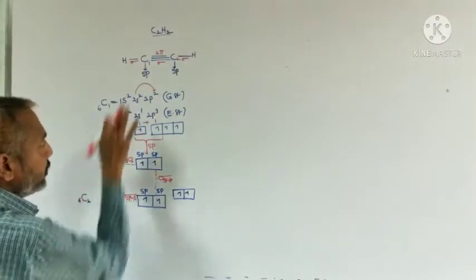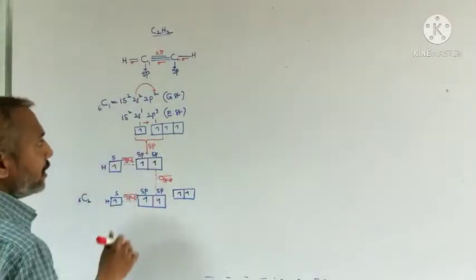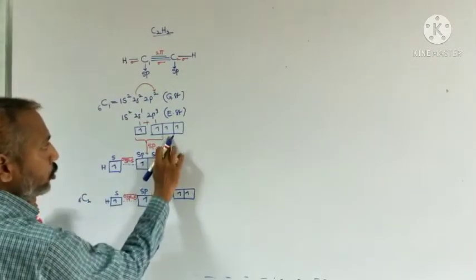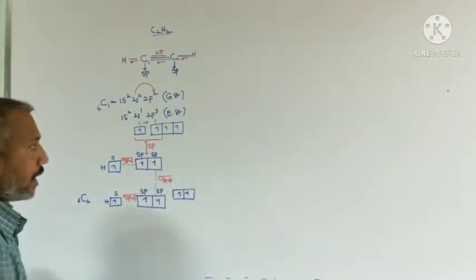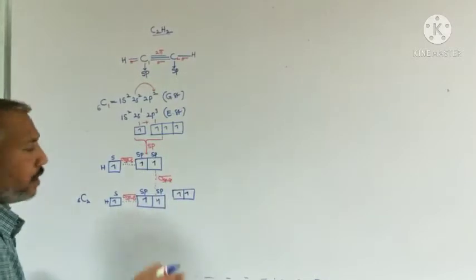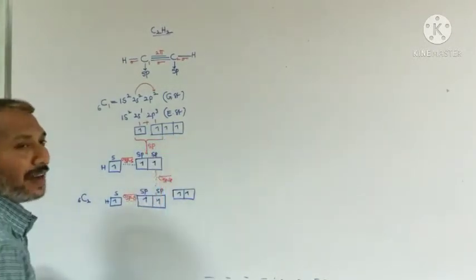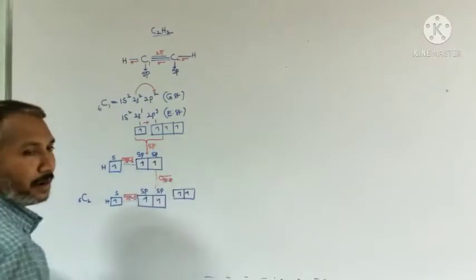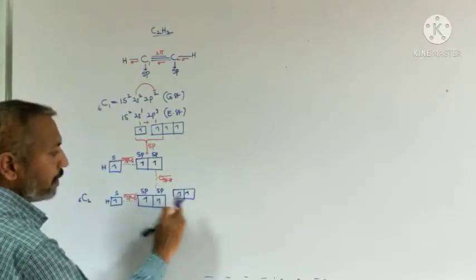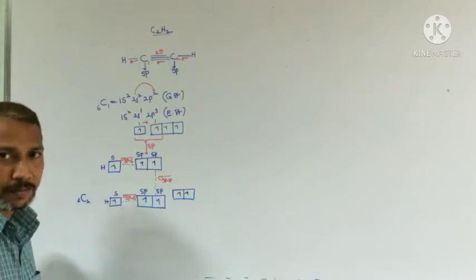Next, this is the sp hybridization. This carbon undergoes sp hybridization. After hybridization, the remaining two are unhybrid orbitals. So the C1 carbon has two unhybrid orbitals and the C2 carbon has two unhybrid orbitals. Unhybrid orbitals always form pi bonds.